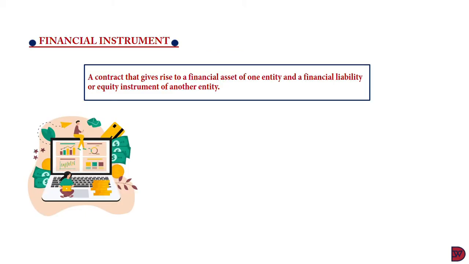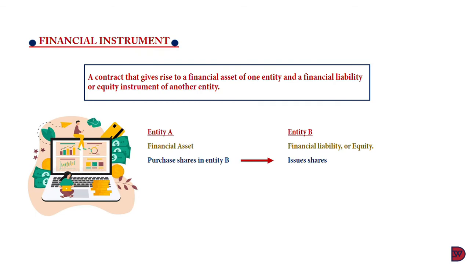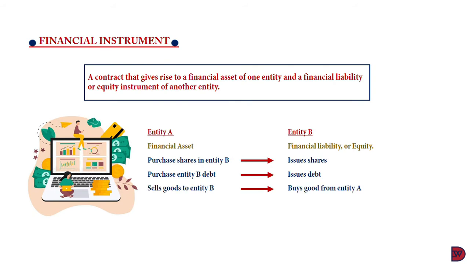We're going to first take a look at what financial instruments are. It is a contract that gives rise to a financial asset of one entity and a financial liability or an equity instrument to another entity. So, if you look at the illustration here, when entity A purchases shares from entity B, it is a financial asset to entity A and a liability to entity B. When A purchases a debt from B, it is an asset to A and a liability to B. Then lastly, when A sells goods to B, it's a liability to B and an asset to A.